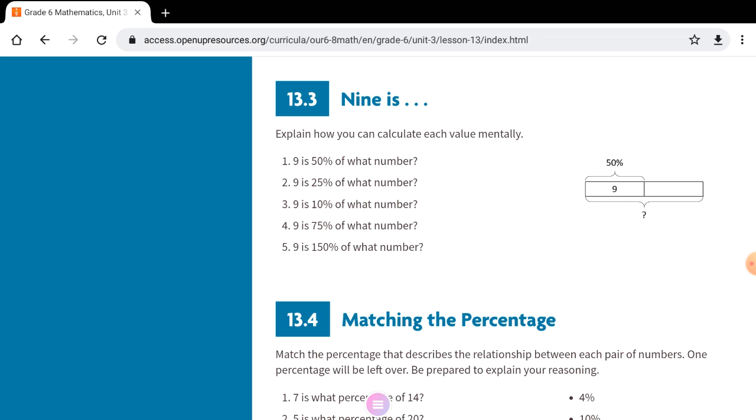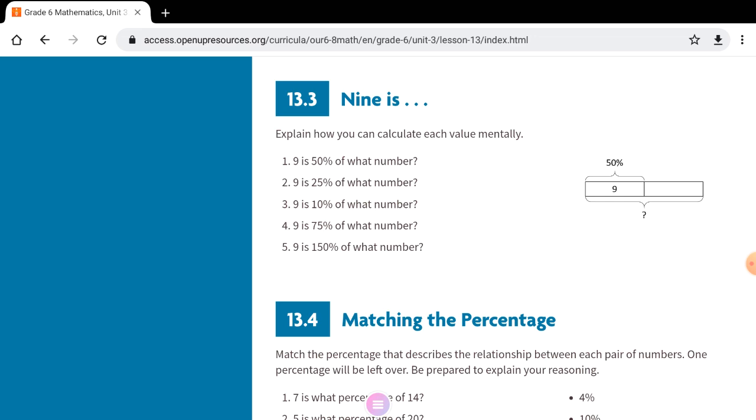Okay, thinking of the fraction form. 50% is 1/2, so we can divide by 2. 25% is 1/4, so we can divide by 4. 20% is 1/5, so we can just divide by 5. If I'm looking for 10%, I can just divide by 10.